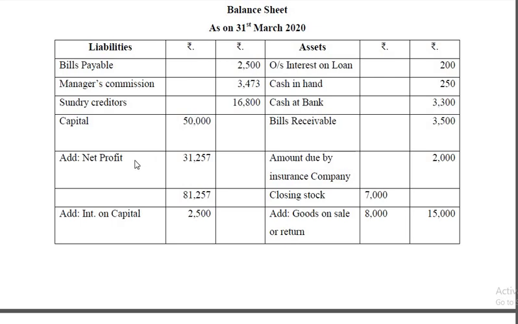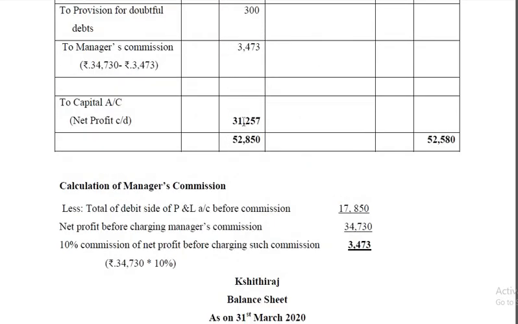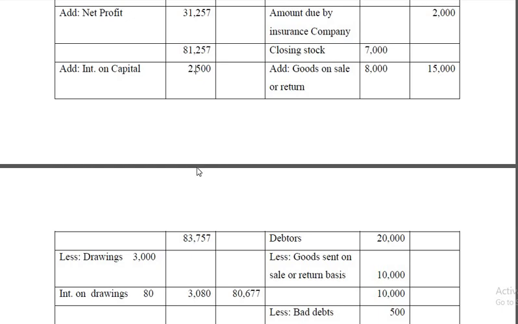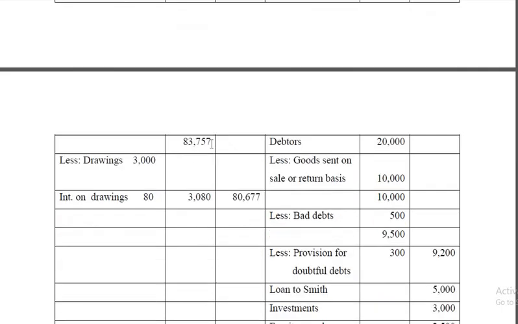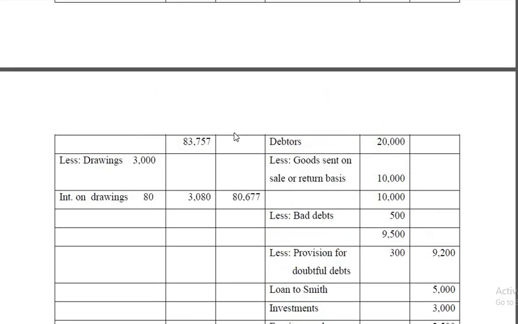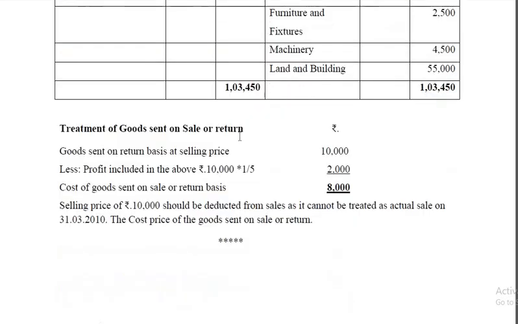Capital 50,000. To that you are adding net profit 31,257. It is here, 31,257. It is added. Then interest on capital is also added to that. So total 83,757. From that you have to deduct total drawings. Total drawings as per trial balance plus interest on drawings 80, together 3,080. So 80,677 is the amount of capital after all adjustments.